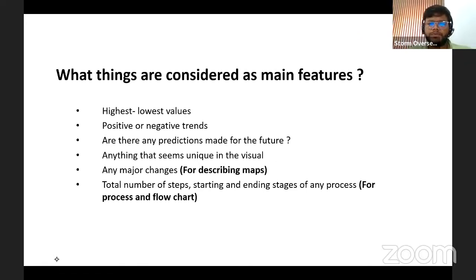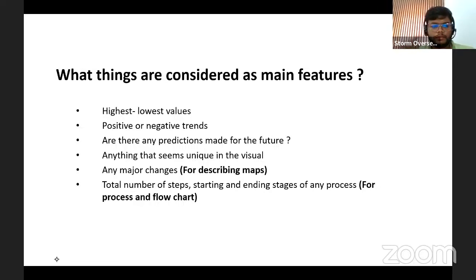First of all, highest and lowest values. Then we can identify trends also, which may be positive, negative, increasing, decreasing. If there are any predictions for the future, then they are also considered as main features. Then if there is any striking feature which is very unusual, that can also be considered as a main feature. And the last points are variations.